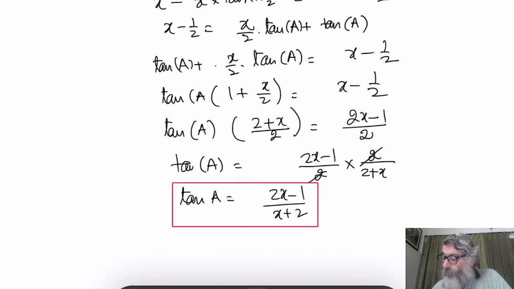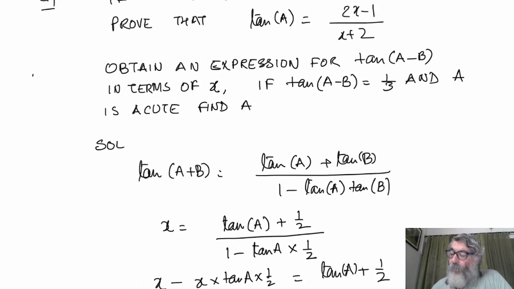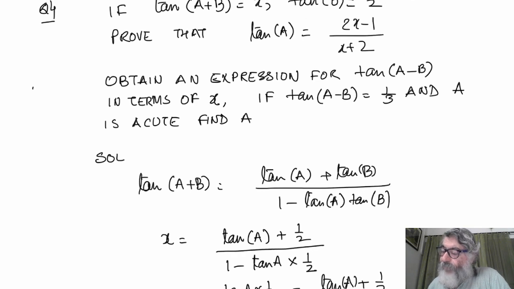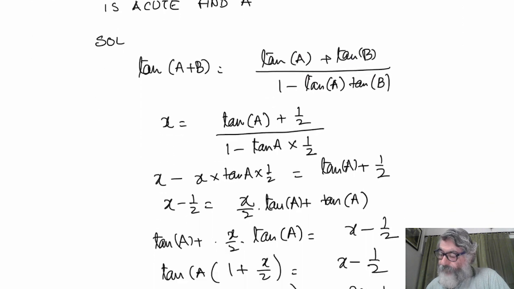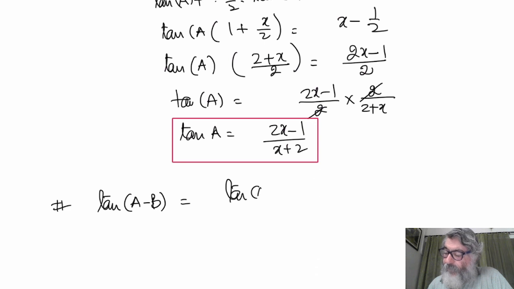Alright. Now let's see the second part of the question. The second part is: obtain an expression for tan(a minus b) in terms of x. tan(a minus b) will be (tan a minus tan b) upon (1 plus tan a tan b).